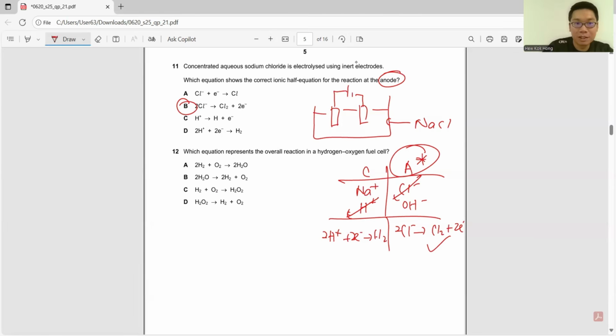11b. 12. Which equation represents the overall reaction of the hydrogen-oxygen fuel cell? So we know in the hydrogen-oxygen fuel cell, we are using hydrogen gas reacting with oxygen gas to form water, and meanwhile it produces energy, so it's just A.